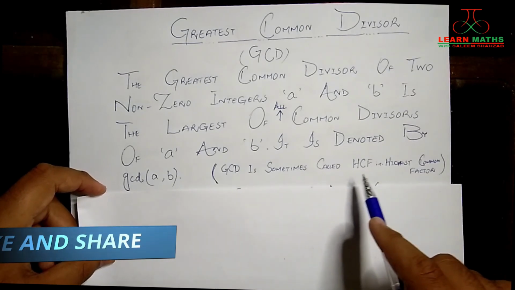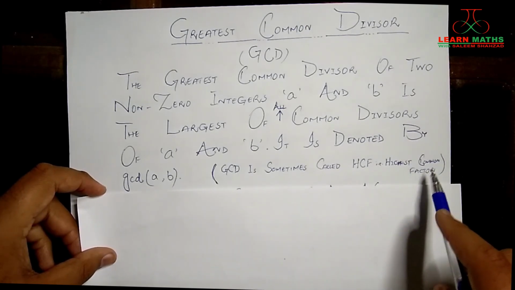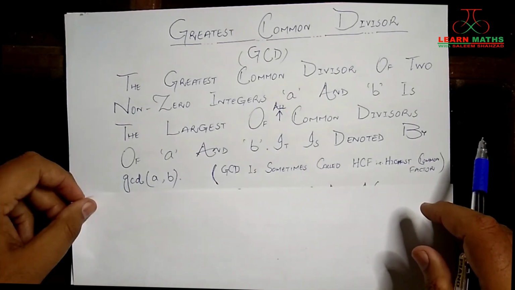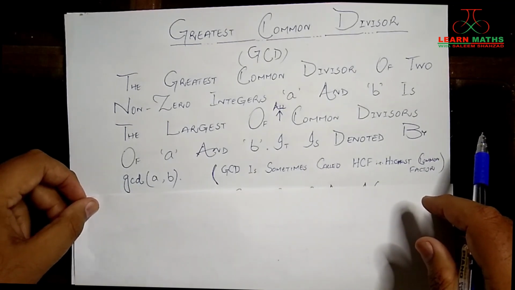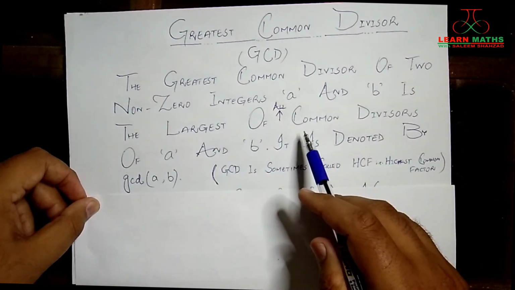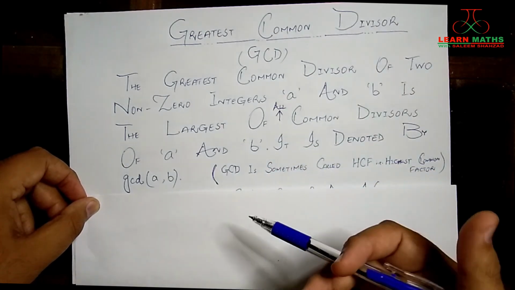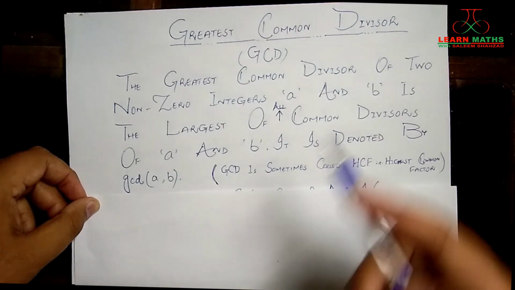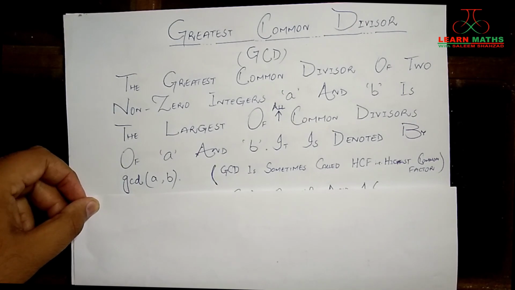GCD is sometimes called HCF, which means highest common factor. I have already mentioned this. So what is this? You write the common divisors of those two integers a and b, and out of them the one which is greatest, which is largest, that is known as the greatest common divisor of those two non-zero integers a and b.